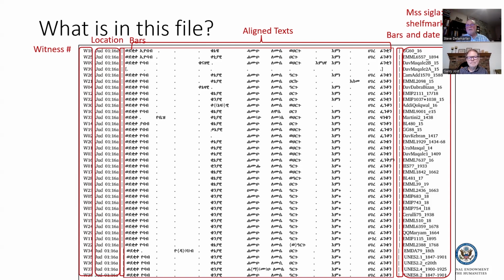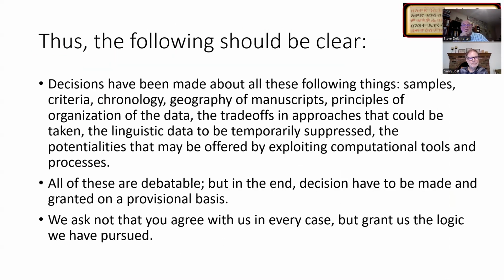Very good. So thus the following should be clear. Decisions have been made about a host of things: about samples, about criteria, about chronology, geography, principles of organization, trade-offs and approaches that could be taken, linguistic data to be temporarily suppressed, though never lost, and the potentialities that may be offered by exploiting computational tools and processes. All of these are debatable, but in the end, decisions had to be made and need to be granted on a provisional basis.